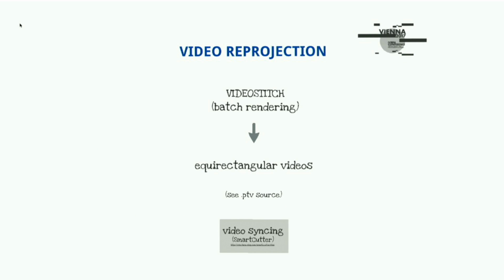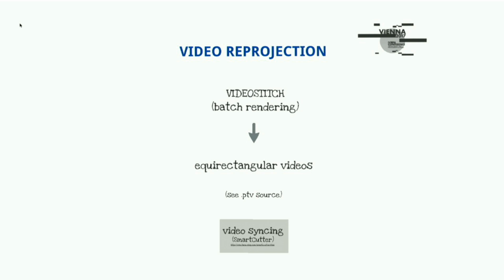So once that is done, I need to reproject all videos into an equirectangular format. And I do that using Video Stitch. It doesn't necessarily need to be Video Stitch; if you use PTGui, you could do it with batch rendering. I'm doing it with Video Stitch because it's much faster, and I'm also trying to process all my videos.